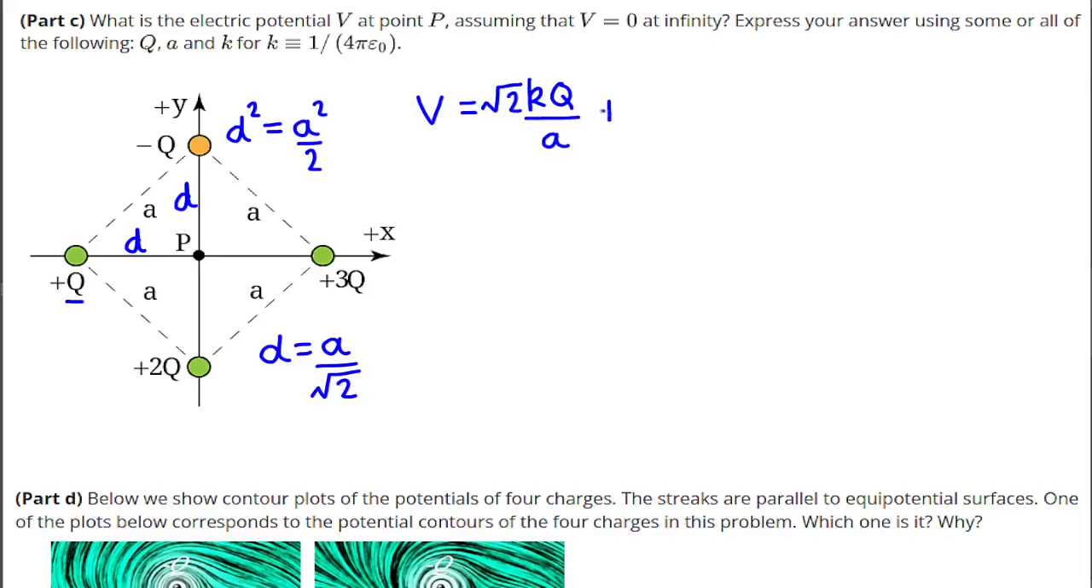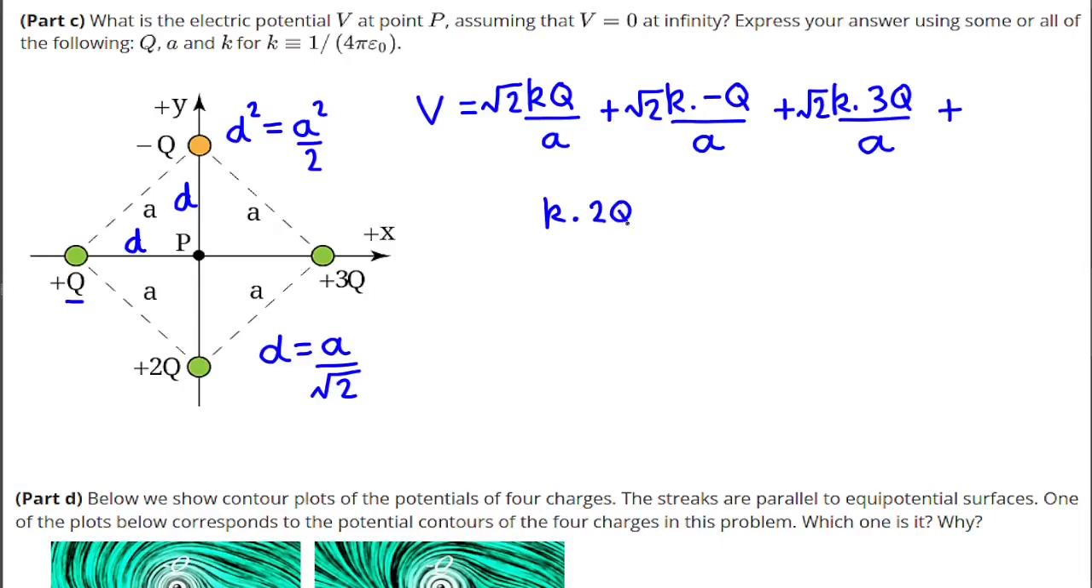And similarly for the negative charge, we have Coulomb's constant by the charge, which is negative q, on the distance to point P, which is a on root 2. And the 3q charge has an electric potential of k times 3q on a on root 2. And the 4th charge is positive, so we have Coulomb's constant by 2q on a on root 2. So we can see that these 2 terms cancel, and we're left with the electric potential at point P being 3 plus 2, or 5 root 2, by kq on a. Now let's move on to part D.